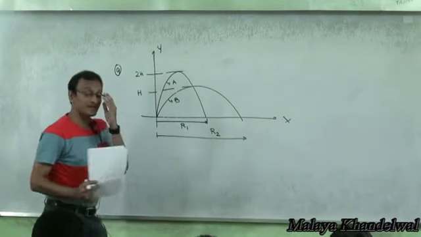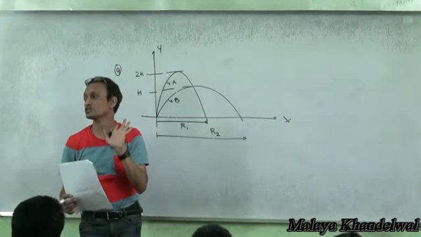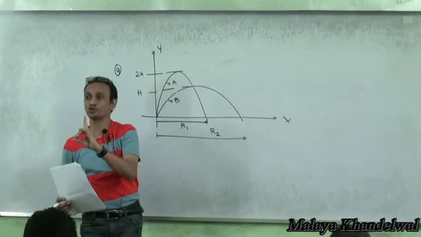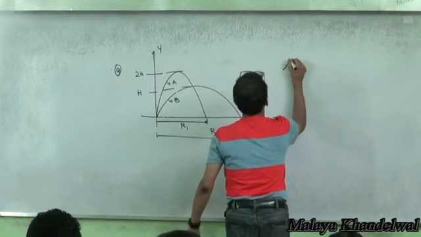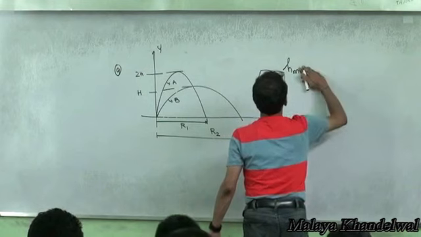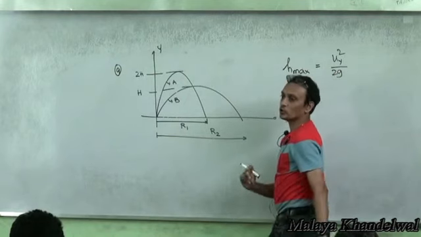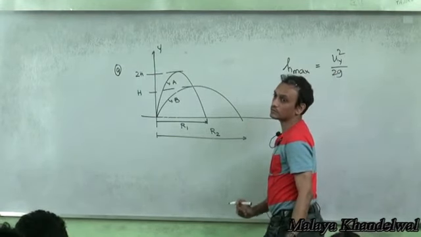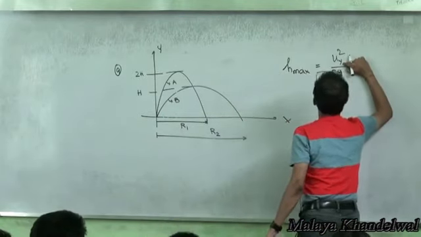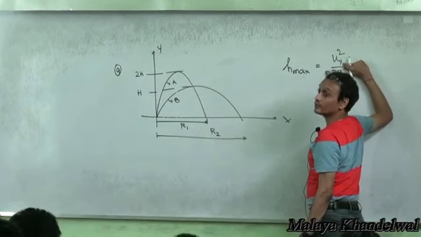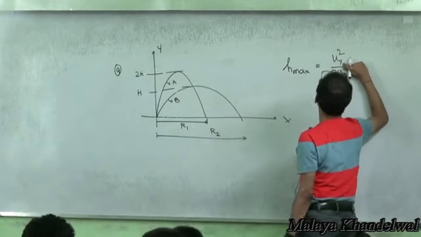Realize that the maximum height is proportional to the square of the initial vertical velocity. Yes or no? Maximum height is given by uy squared by 2g. And the total time of flight is proportional to uy. 2 times uy by g is the total time of flight, right?